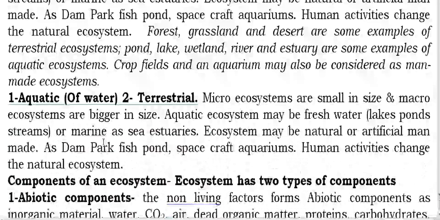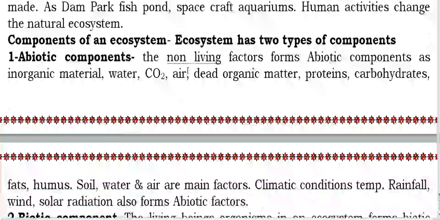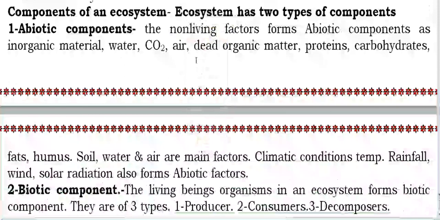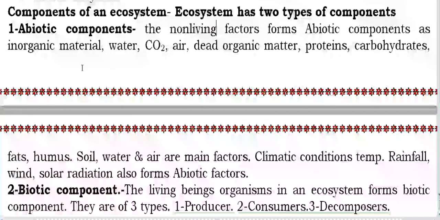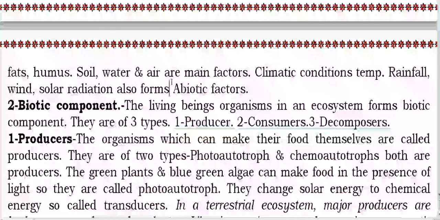Aquatic ecosystems have small size or large size depending upon the condition. First of all, we will take the components of an ecosystem. In your early classes also you have read that an ecosystem has two types of component. Abiotic or non-living components, which are inorganic material, water, carbon dioxide, air, organic matter, protein, carbohydrate, fat, soil, water, etc.